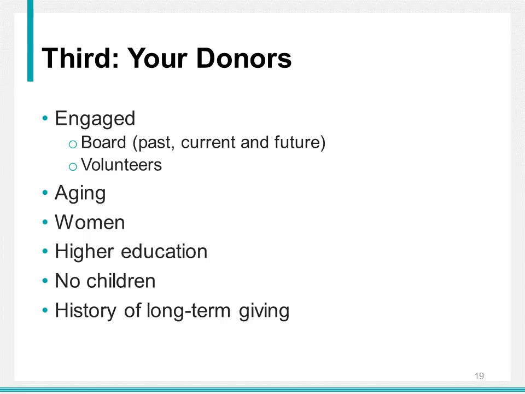And also some studies show that donors with higher education are more likely to do a legacy gift. Donors without any children, so if they don't have children to support after they pass on, are more likely to do a legacy gift. And then the donors that have a history of long-term giving, regardless of the amount, even small amounts. They can be giving $5 every time they get an envelope from you, or three times a year for the past 10 years. Those are great legacy giving prospects.